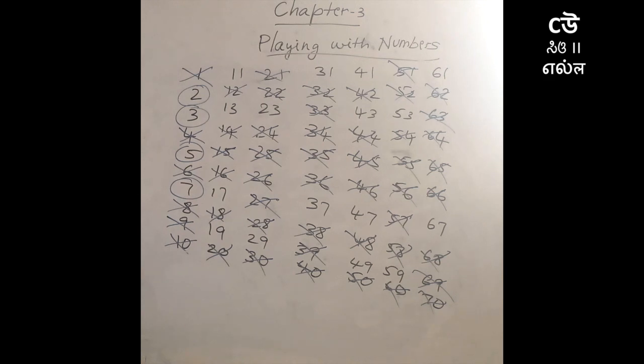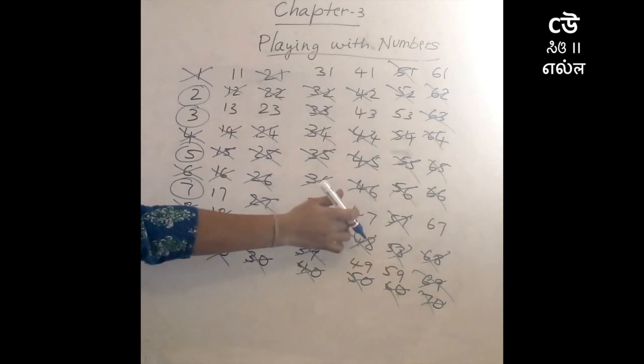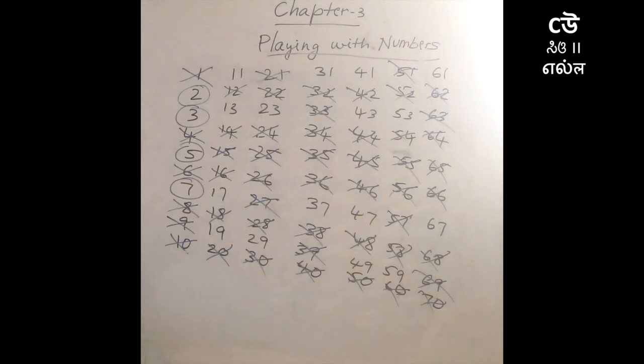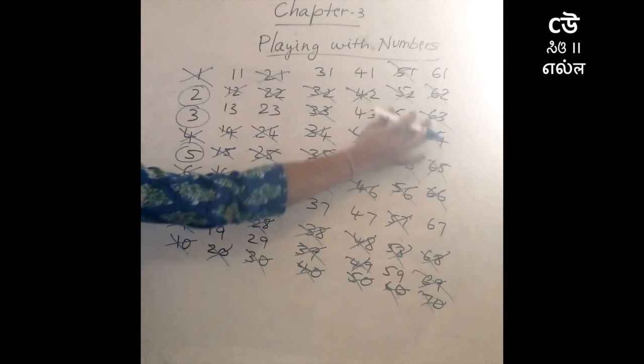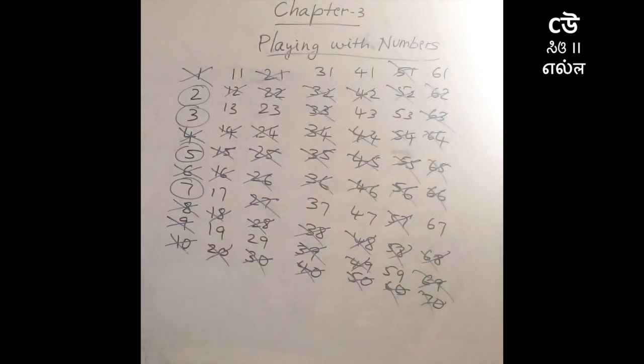7 fives are 35. 7 sixes are 42. 7 sevens are 48. Sorry, 7 sevens are 49. 7 eights are 56. 7 nines are 63. 63 is already done. Then 7 tens are 70. Right? Till 70 we have written.